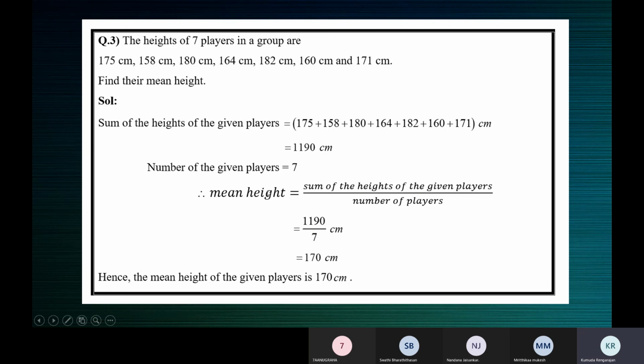In the third one, it's a simple division. 1190 divided by 7. So you can do this. The division comes to an end with a 0 remainder and the quotient is 170.